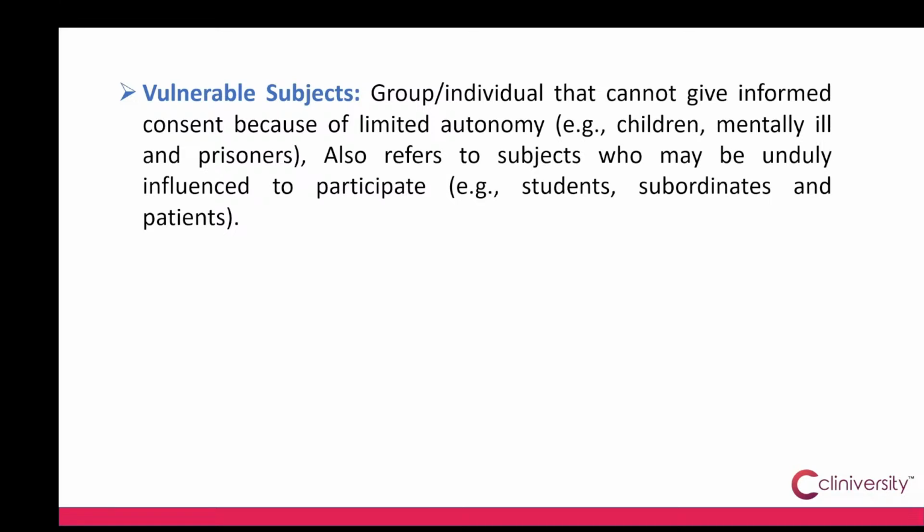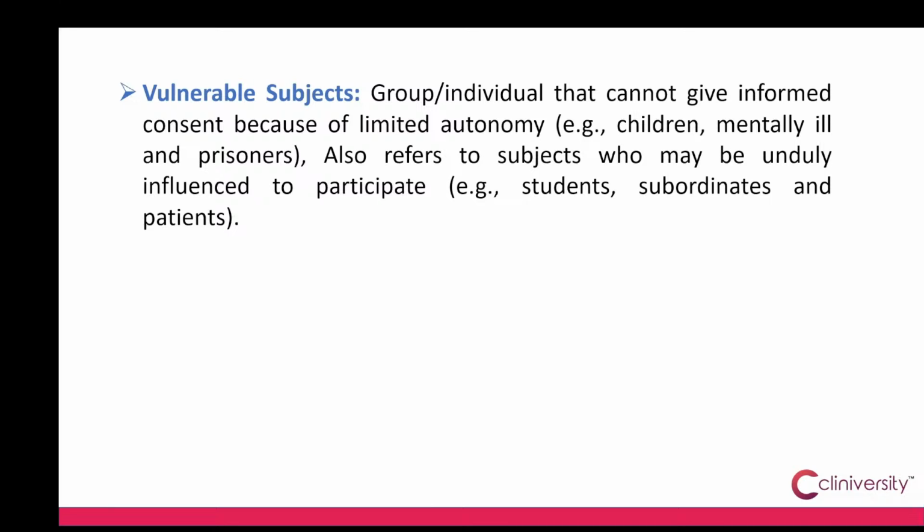Then we have vulnerable subjects. A group or individual that cannot give informed consent because of limited autonomy. For example, children or the mentally ill, like autistic children or the mentally psychologically deficient, because there will be clinical trials happening for psycho-related drugs as well, psychotic drugs as well. Those people are called vulnerable subjects, because they can't take a decision on their own, right? So we call them vulnerable subjects.